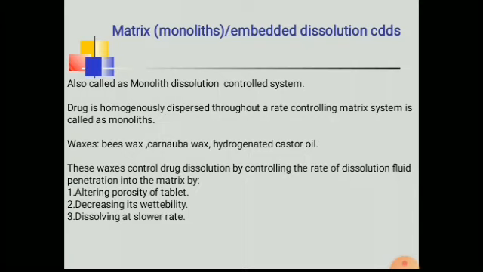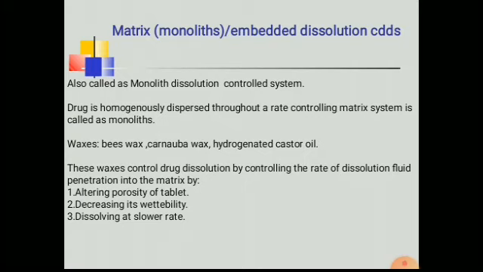Then we compress that matrix system into a tablet, or we prepare granules and fill those granules in a capsule. In case we take the tablet form, that is a matrix system. So how can we reduce the dissolution rate? First, we can alter the porosity of the tablet.